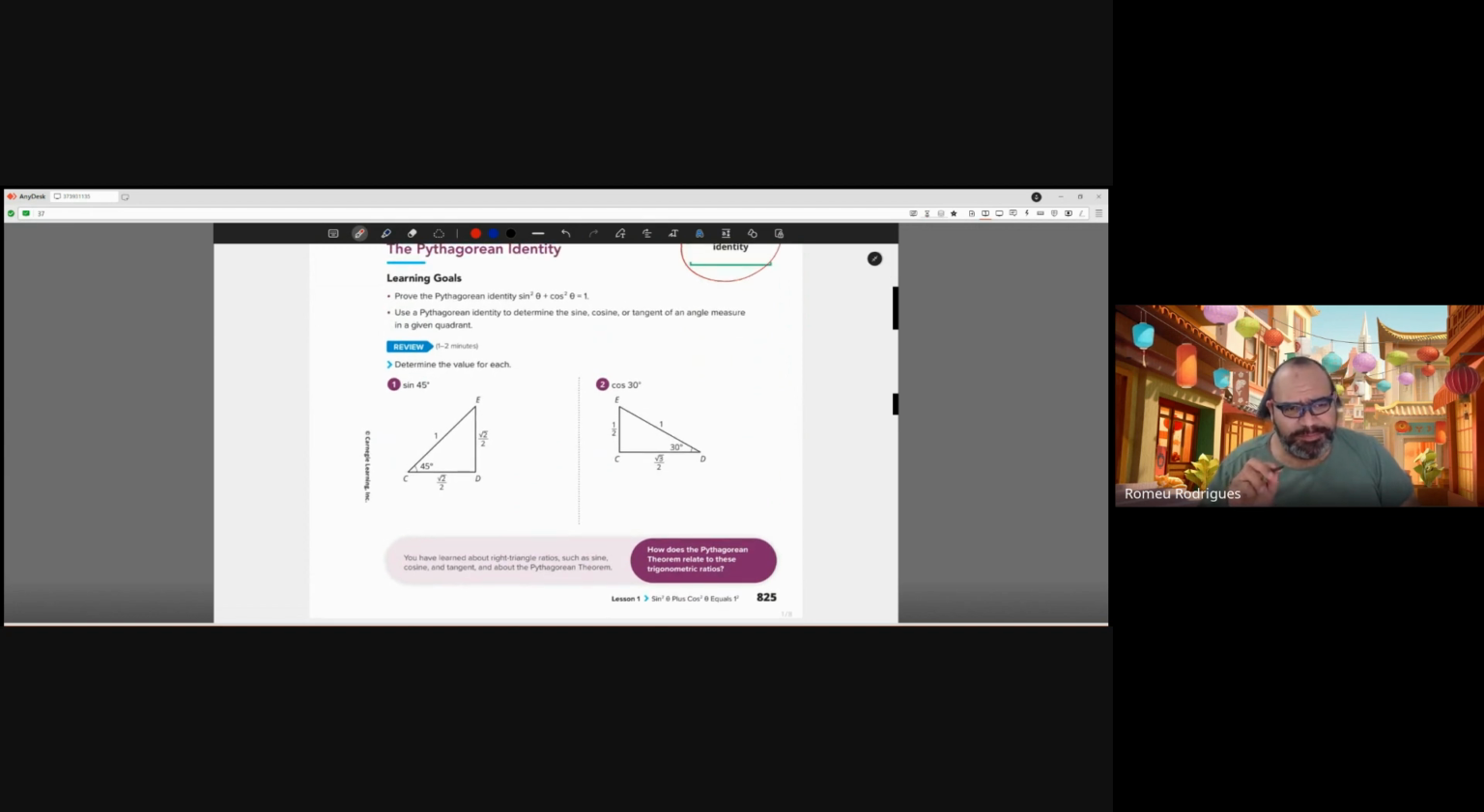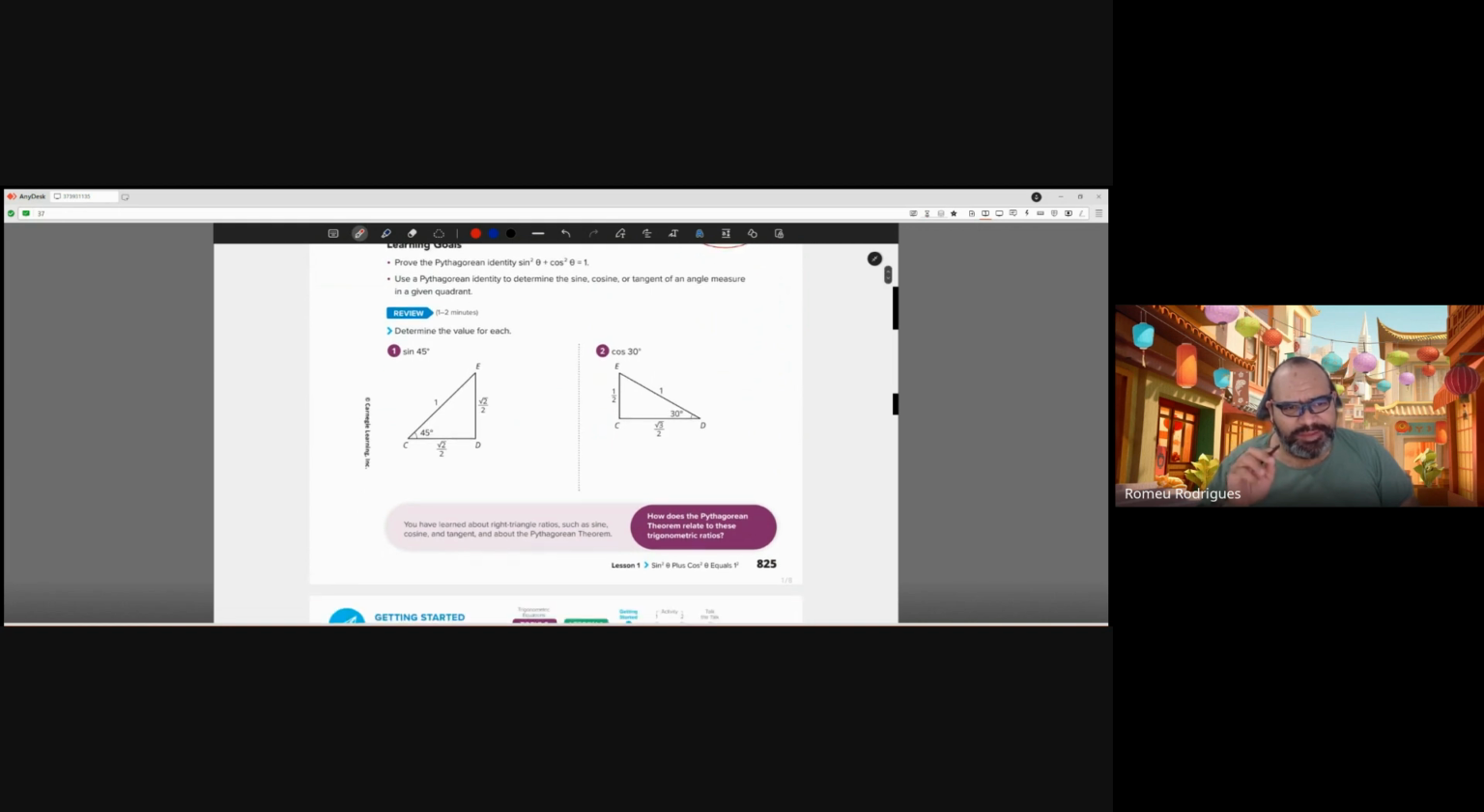Pause the video right now and tell me the sine of 45 degrees, the cosine of 30 degrees, and the formula. If you look at the corner of my board on the right, you see the formula to find sine, cosine, and tangent. If you don't remember, SOHCAHTOA. Okay, let's go.